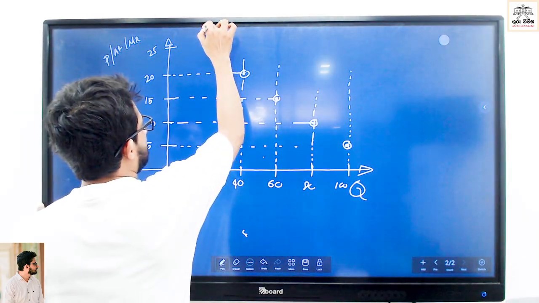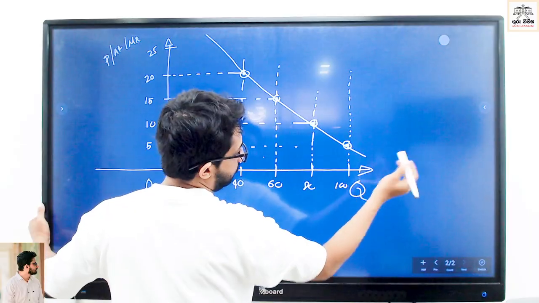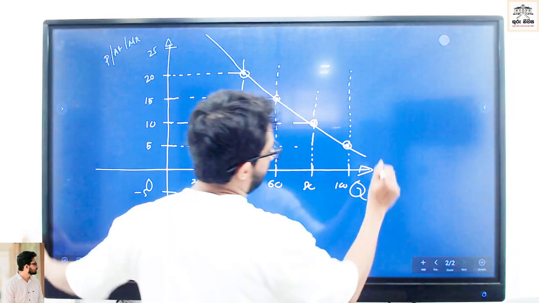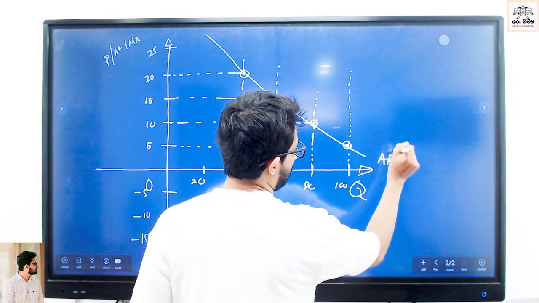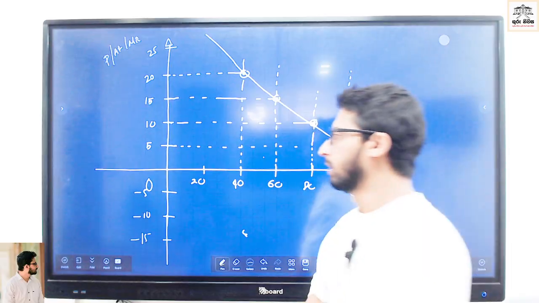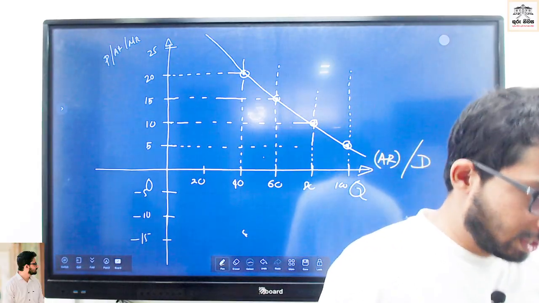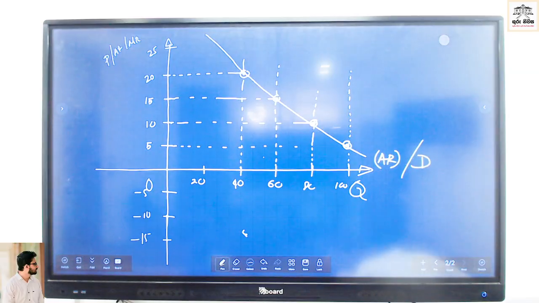Okay, Buddha. This is the AR curve, the shape of the average revenue curve. Buddha, remember, no need to draw the demand curve separately. Both average revenue and demand curve are equal. If you draw the demand curve, Buddha, it will be the same shape, the same curve as AR, right? Then you can draw the MR curve as well.